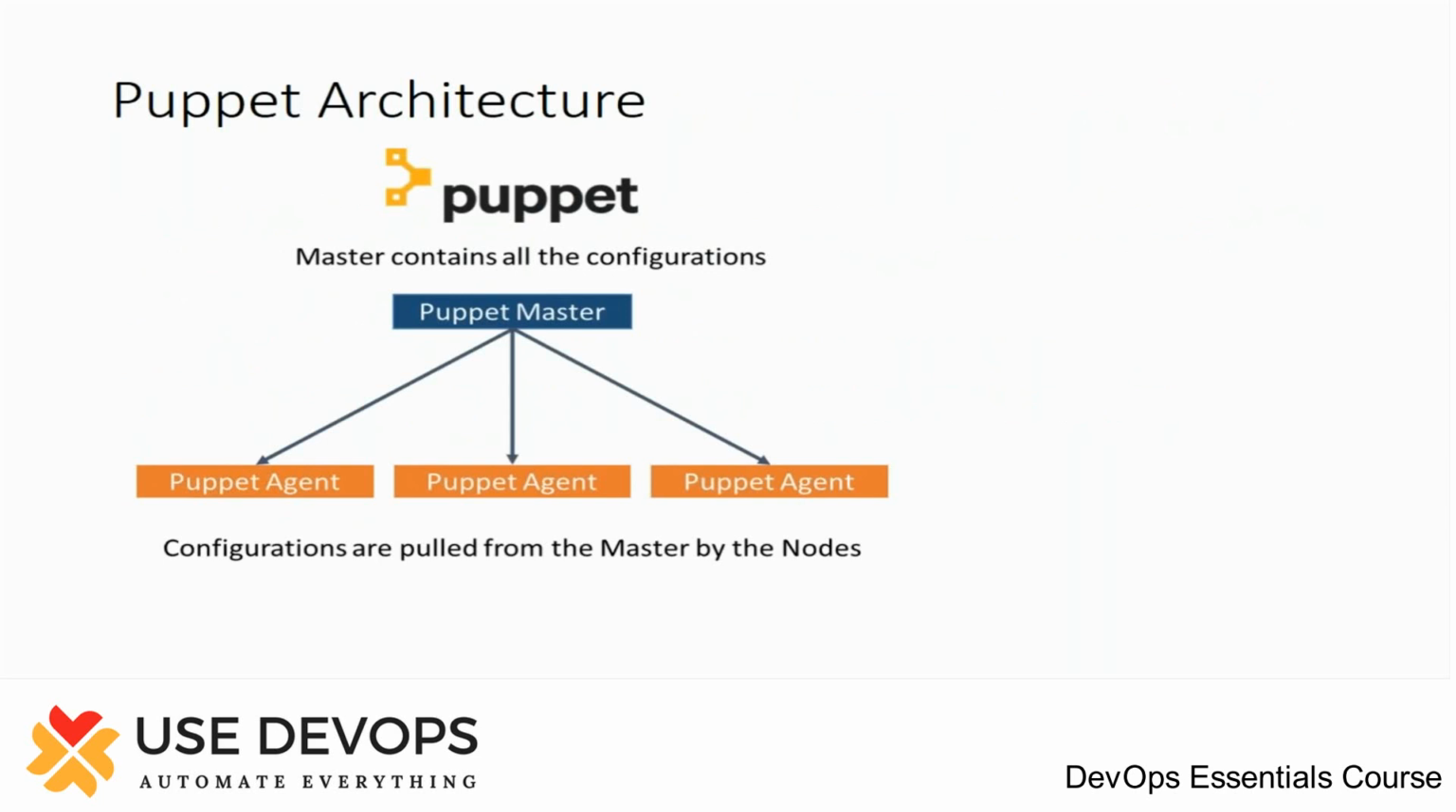So one Puppet master is there, and Puppet agents. You can think of the Puppet master as one server, and the agents are all the other servers. These are the three things I have shown. It can be from one to n, we can say. So configurations are pulled from the master by the nodes.